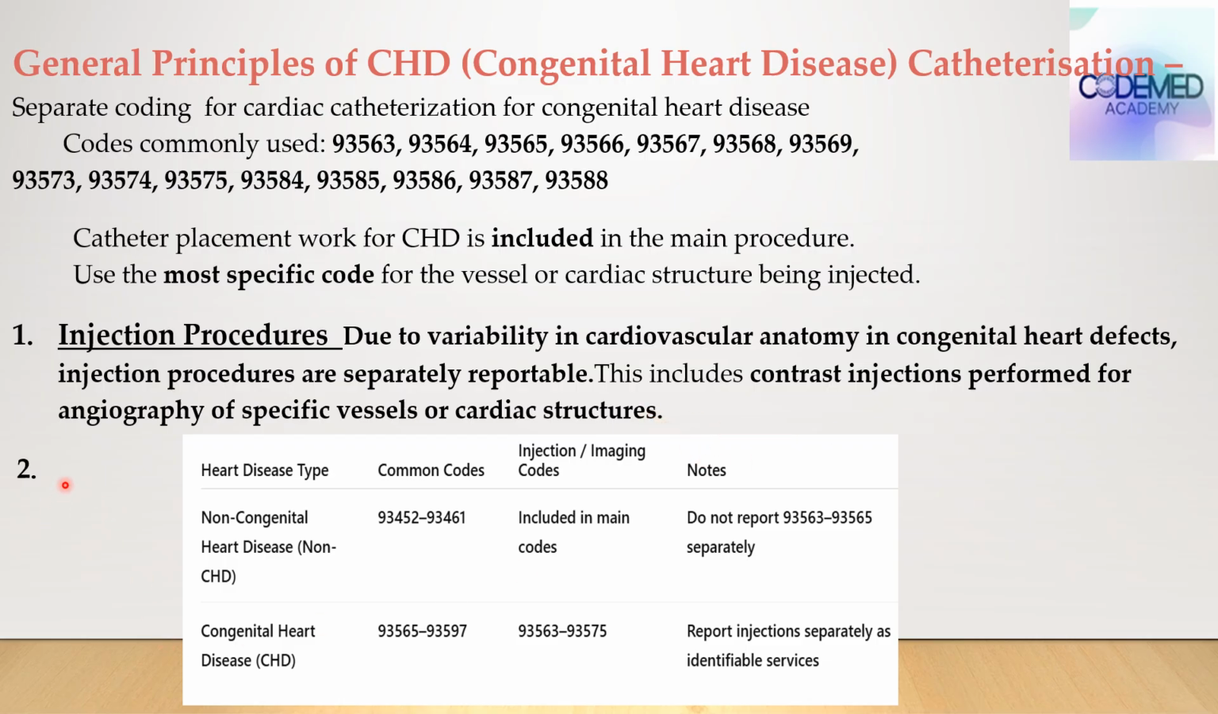Now, a very important point is the injection procedure. Due to the variability in the cardiovascular anatomy in congenital heart defects, injection procedures are separately reportable. This includes the contrast injection performed by angiography of a specific vessel or cardiac structure. Remember that for non-congenital heart, the injection procedures are included in the code. But here, because the anatomy is very varied, we code the injection procedure separately.